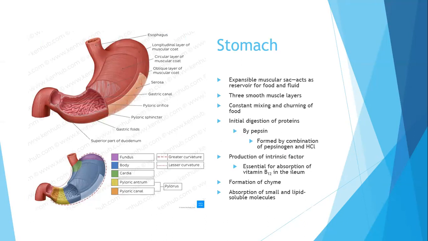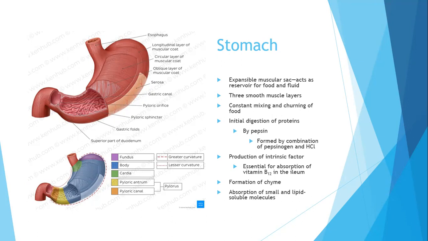So the stomach is an expandable muscular sac. It acts as a reservoir for food and fluid. There are lots of layers of muscles. So some of the parts of the tube of the gastrointestinal tract have some extra features, and the stomach is one of them. So instead of just having that circular and longitudinal muscle, it also has oblique muscles, because the stomach really has to churn and mix the food.